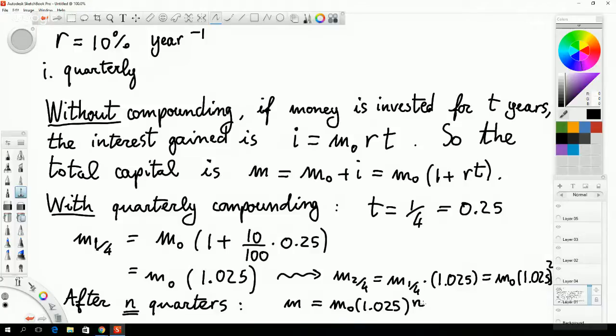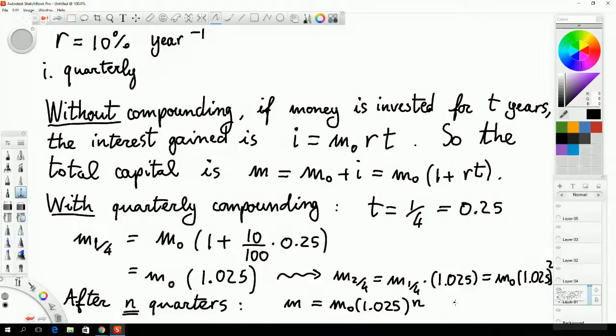So all you need to do for the rest of this exercise, in part 1, you're being told that you're looking at a time period of 10 years in total. So just ask yourselves how many quarters there are in 10 years. Of course, there are 40 quarters. So all you need to do is to put the number 40 in the place of n.